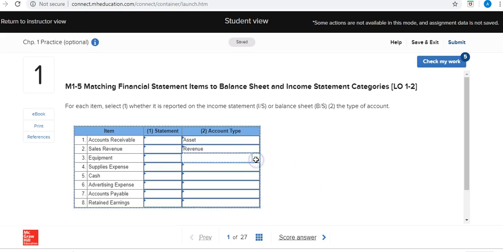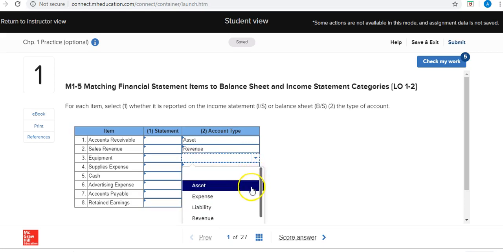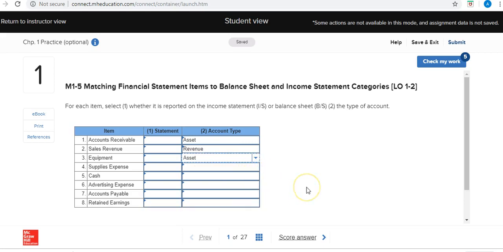Our third item, equipment, is another asset, an economic resource that the company is going to use to provide a benefit in the future. We're going to be able to use this equipment to help us earn money for the company in the future. Therefore, it's an asset.